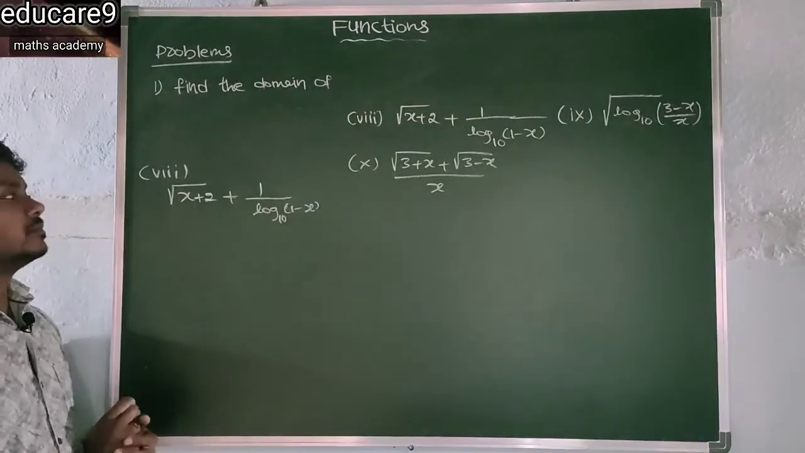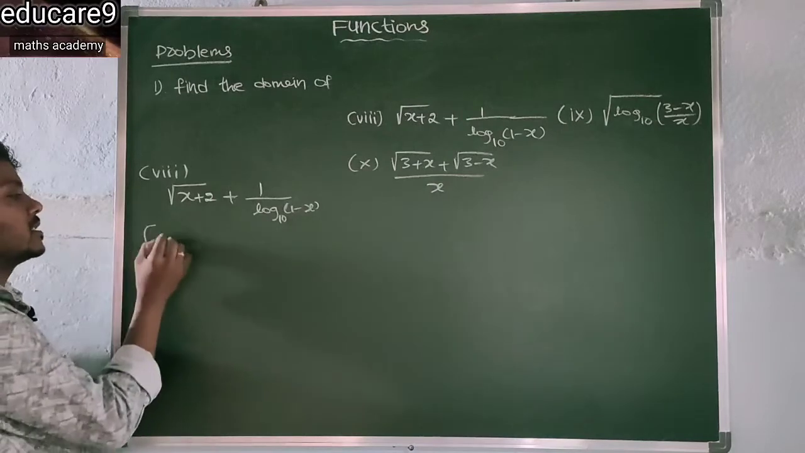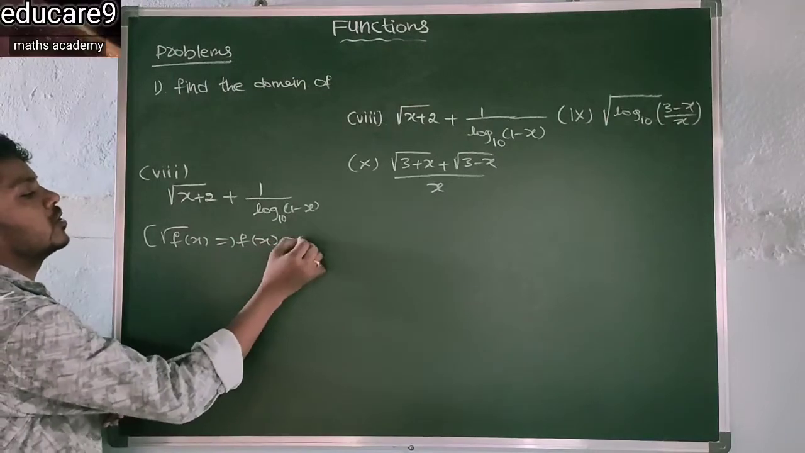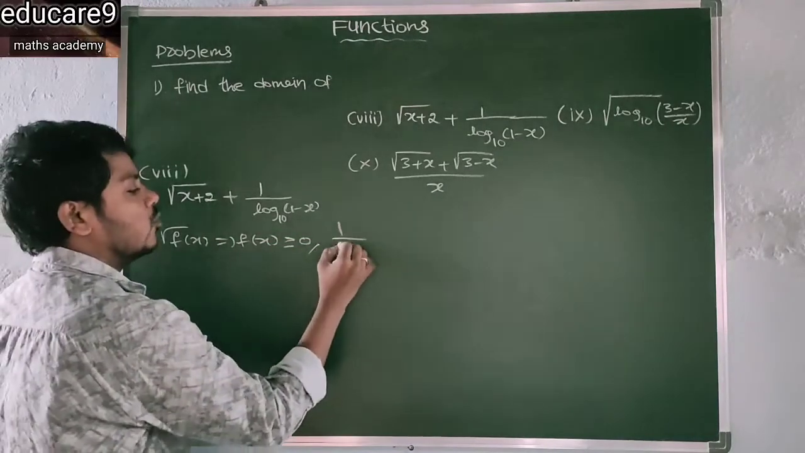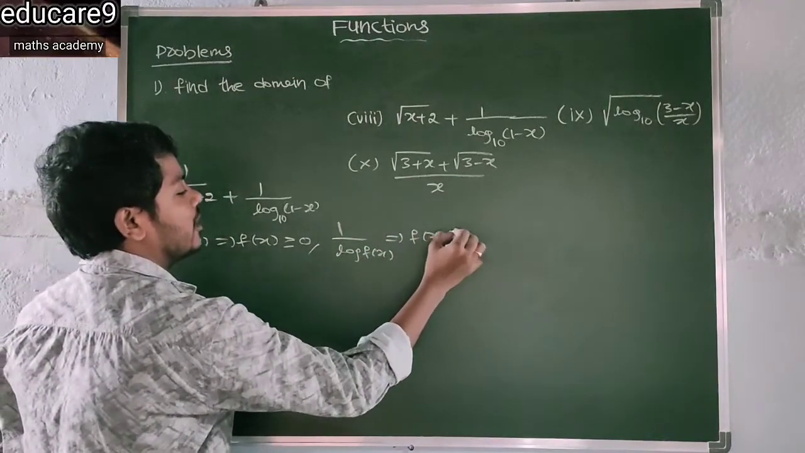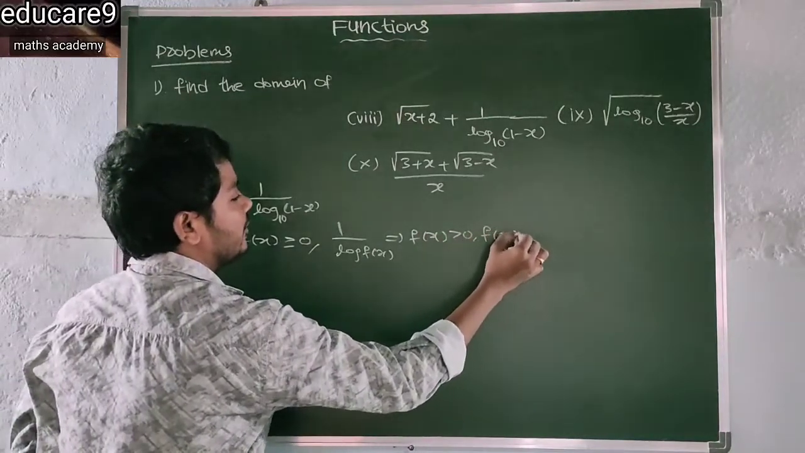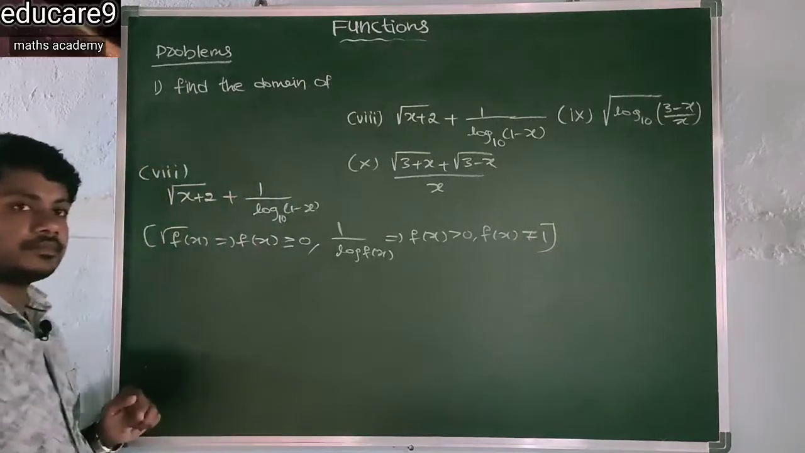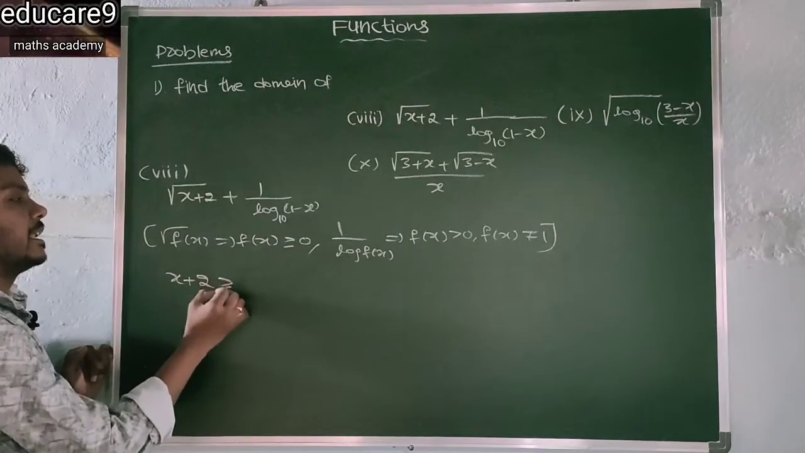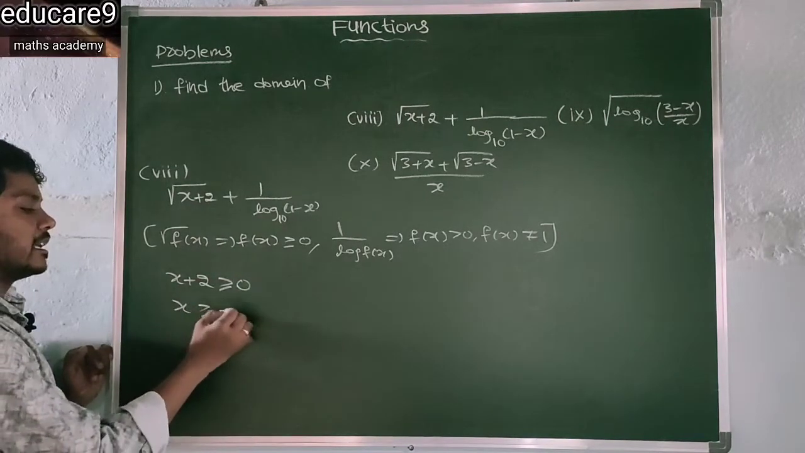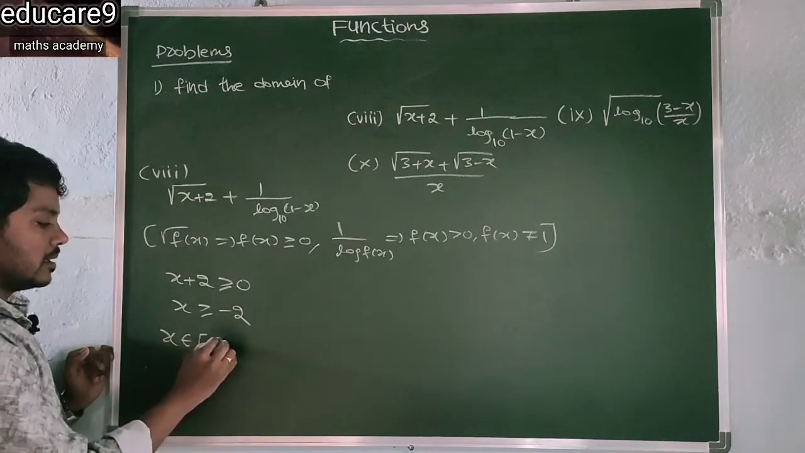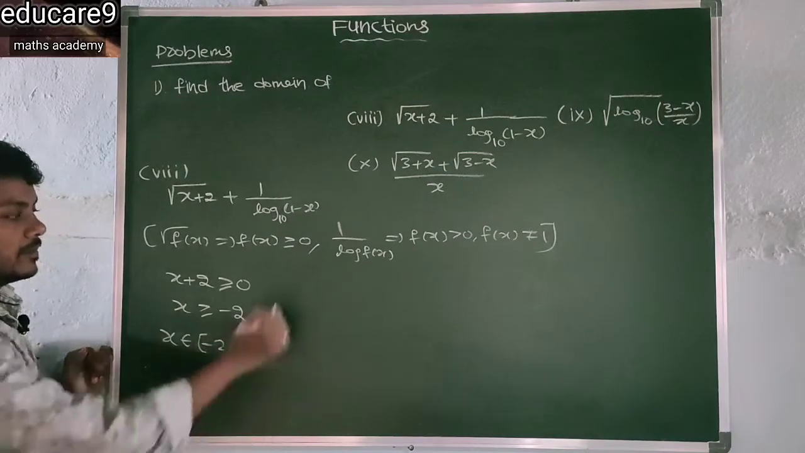So see the 8th question. It is in the form of root f of x. So what are the root f of x conditions? f of x is greater than or equal to 0, and this one, 1 by log f of x. So clearly these conditions are: f of x is greater than 0, f of x is not equal to 1. Apply these conditions. First one, x plus 2 is greater than or equal to 0, x is greater than or equal to minus 2, that is x belongs to the closed interval minus 2 comma infinity.